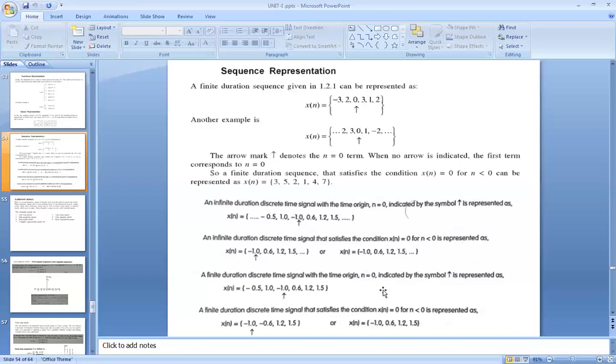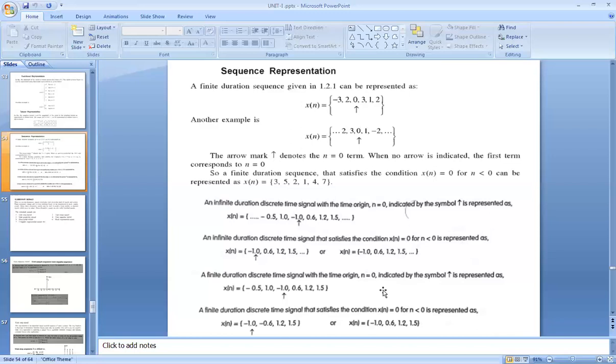Now we consider the first one. An infinite duration discrete time sequence is given. Here it is written like this: x of n is equal to curly brace dot dot dot minus 0.5, 1, minus 1, 0.6, 1.2, 1.5, dot dot dot. Now here an arrow mark is given.